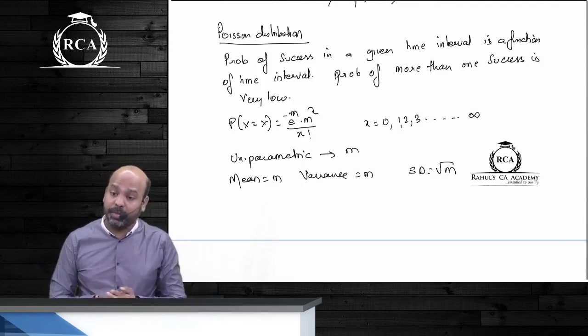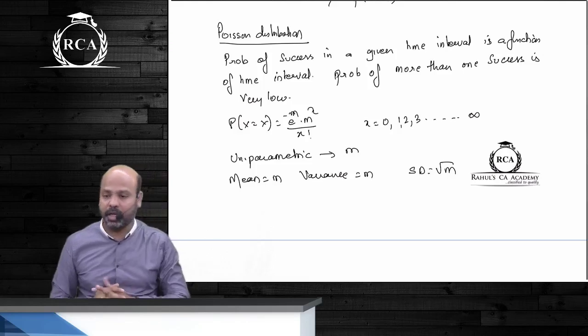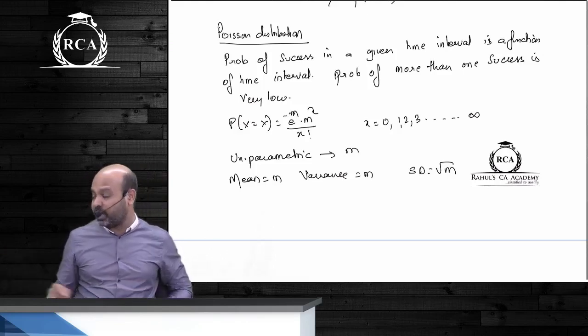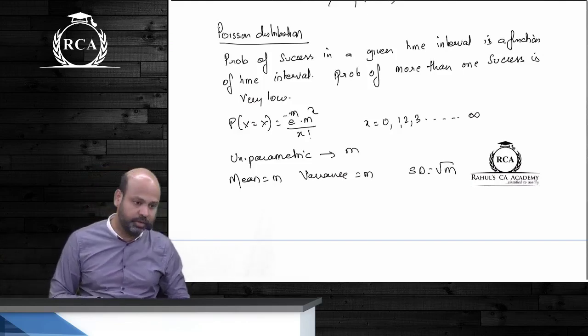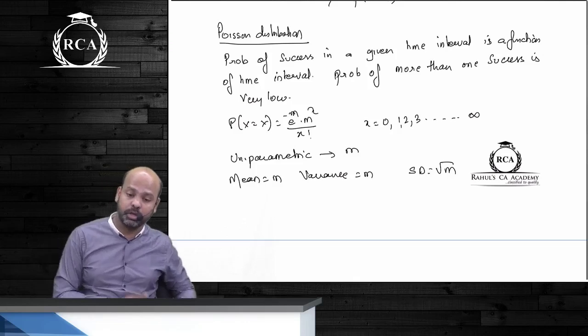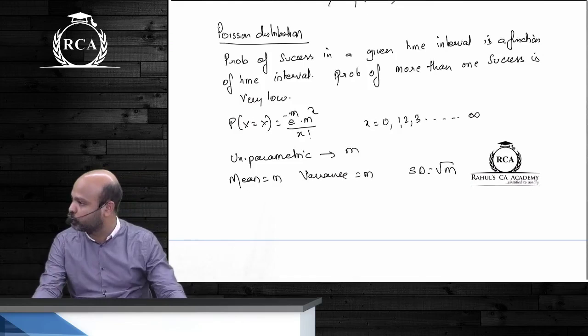The mode will depend on the value of M. If M is an integer, there will be two modes, M and M minus 1. If M is a non-integer, there is only one mode, and that is the integral value of M. So if M is equal to 1.2, what will be the mode? If M is equal to 2, then 2 and 1 both will be modes.